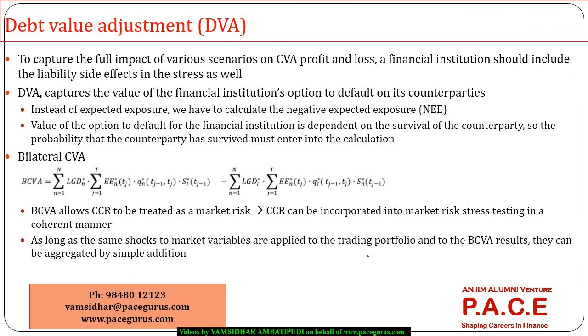The same logic comes into the picture for a DVA as well, right? If I have to look at the complete impact of CVA on profit and loss, I should also include my side of it. So my institution is also defaulting to its counterparties. So what is the kind of loss the counterparty is going to incur because of my default towards that party?